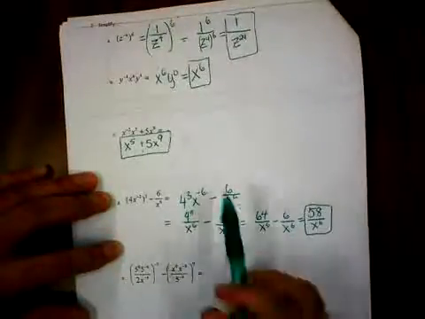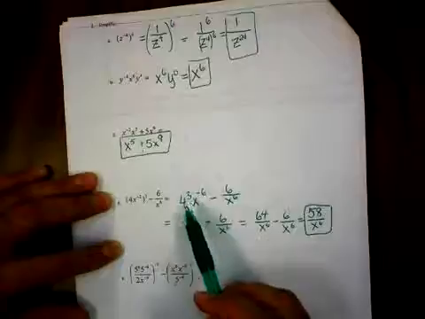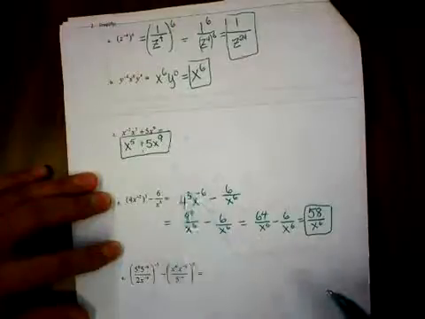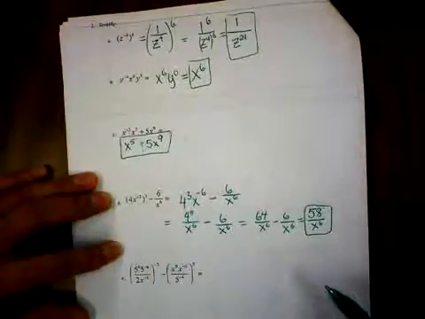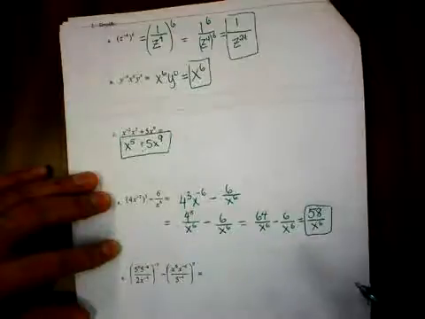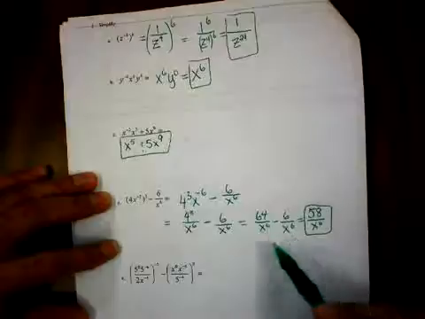Okay, so a combination of ideas here, right? Make sure you don't bring anything that isn't raised to a negative power down to the denominator or up to the numerator if it starts down below. And make sure you need a common denominator to add or subtract.